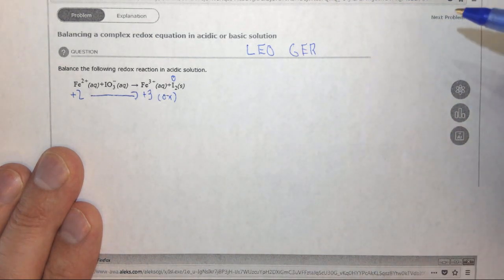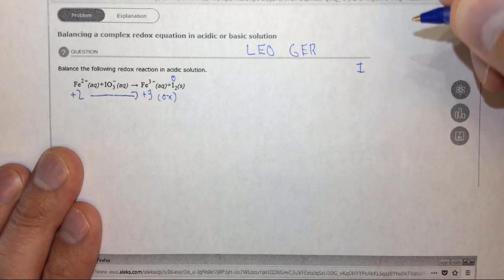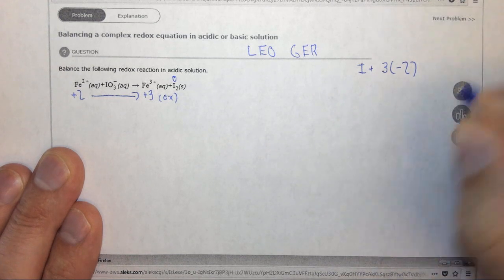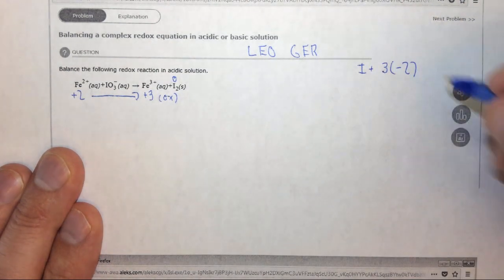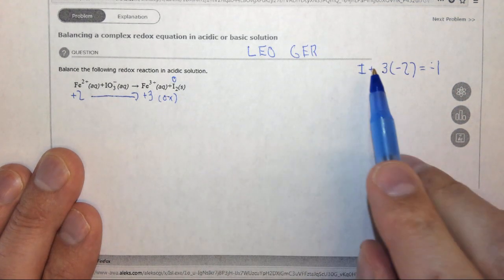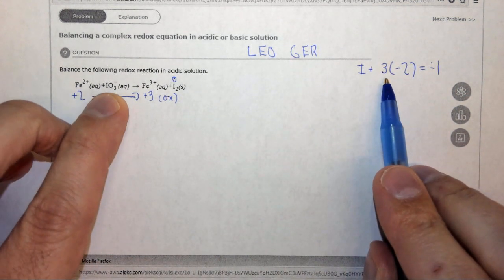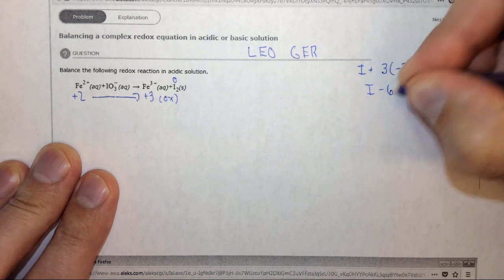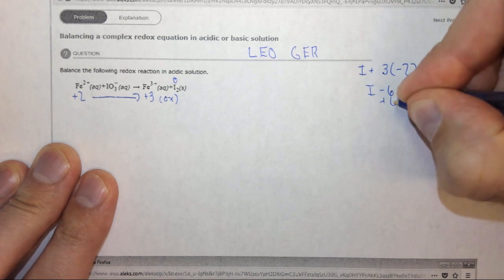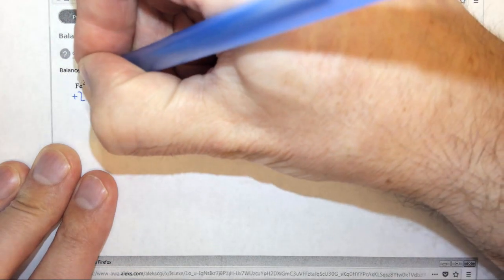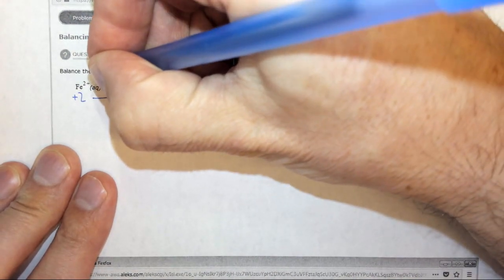Because one thing should be oxidized and one thing should be reduced, but let's figure out what the oxidation state is. To do that, we do iodine, the oxidation state on iodine, plus 3 times the oxidation state on oxygen, which is negative 2, equals the overall charge on the species, which in this case is minus 1. So it's iodine plus 3 oxygens, each with a minus 2 charge, equals minus 1. Iodine minus 6 equals minus 1. Add 6 to both sides, and iodine equals plus 5. So it goes from plus 5 to 0.